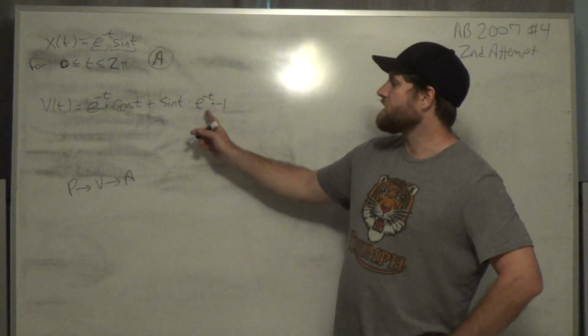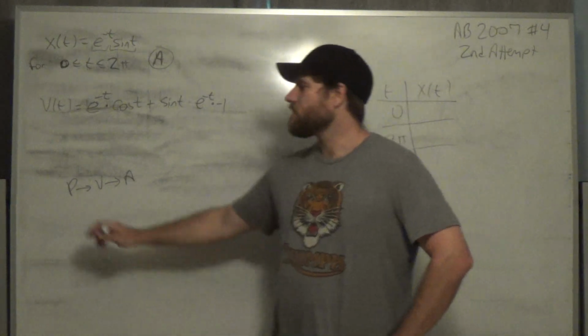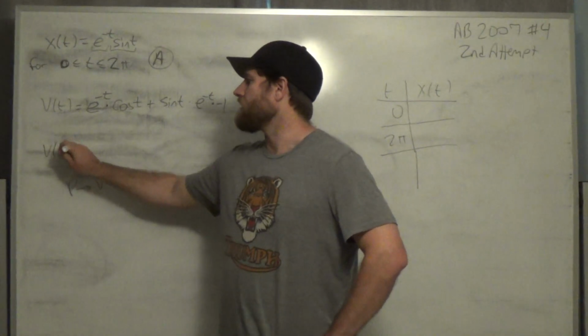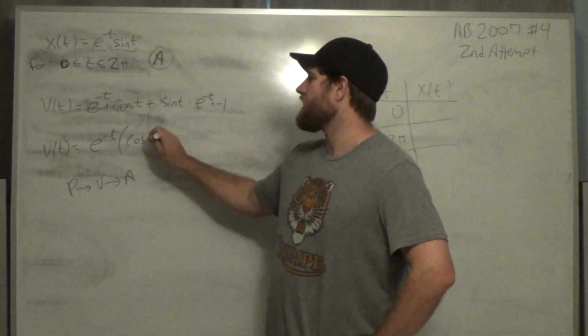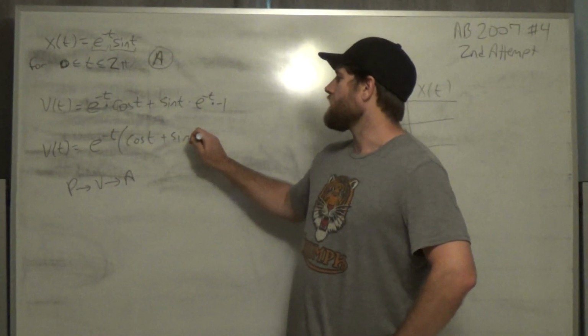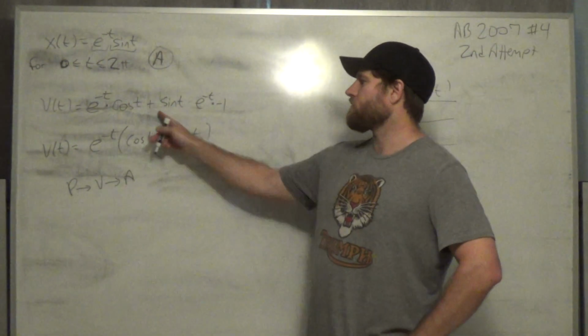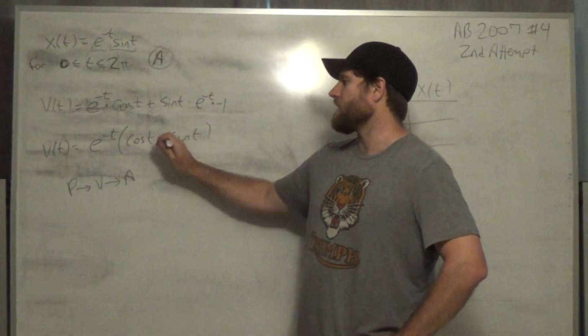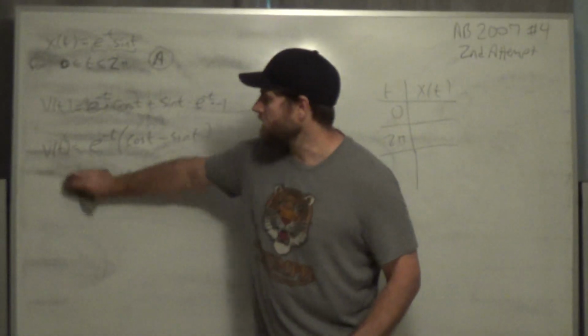Now I'm going to look at both of these, and I'm going to GCF out an e to the negative t. So my velocity can be rewritten as e to the negative t, and that leaves me with a cosine and a sine. But I forgot, if I took out the e to the negative t, I still have this negative here, so I'm going to put the negative right here, make it a minus sine t. Okay, so that's my velocity.